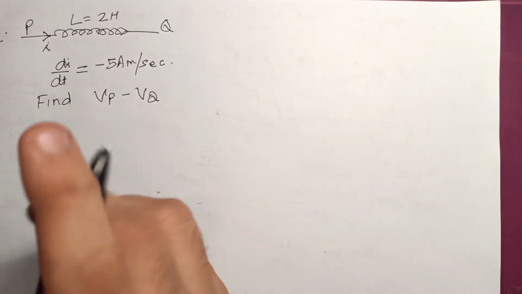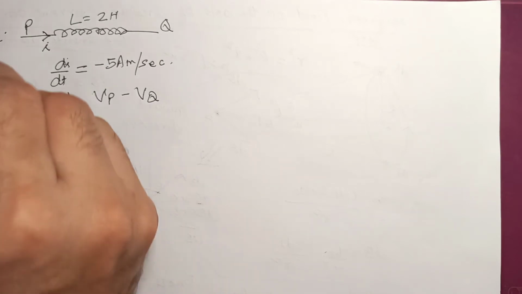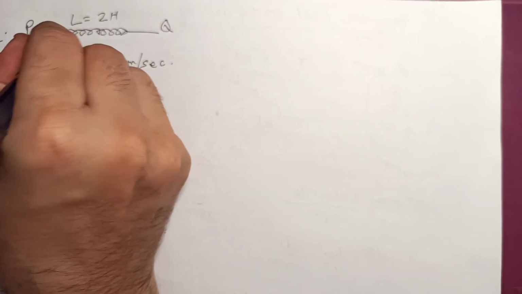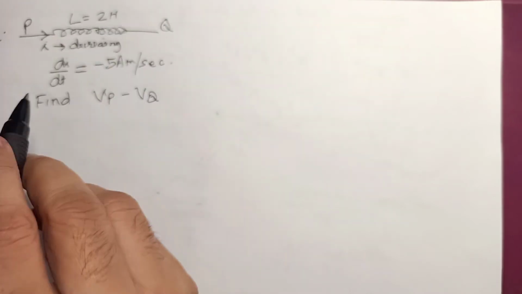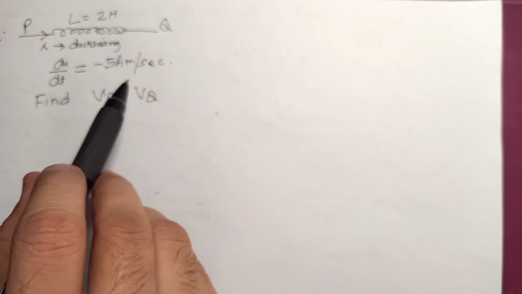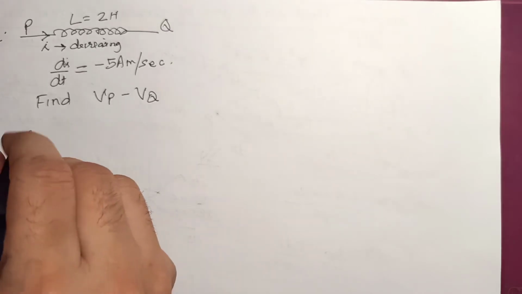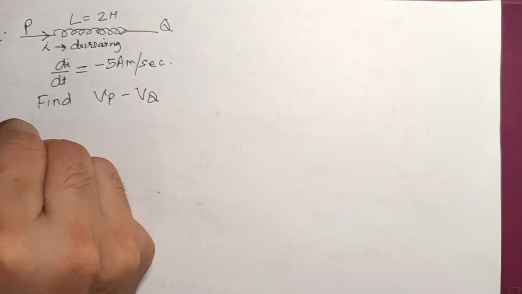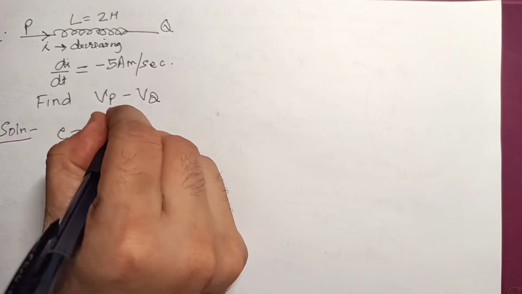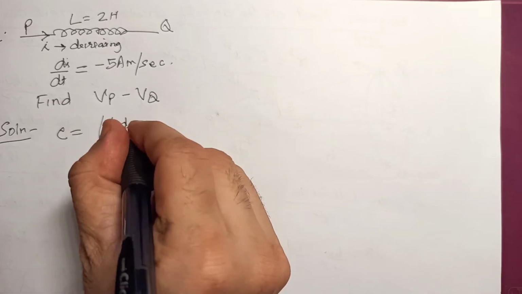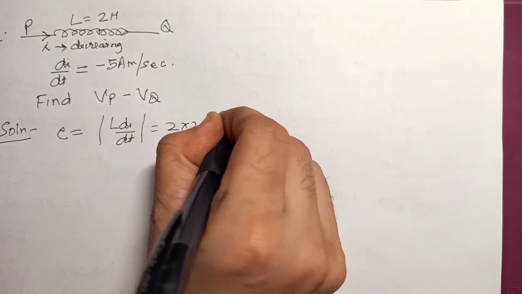On a similar note, there is another question as you see in the paper right now. Here it has been given that this is decreasing because di by dt is minus 5 ampere per second, and we have to find Vp minus Vq. The first step would be E is equal to mod of L di by dt, correct? Or I can write it as 2 into 2, 4 volts.